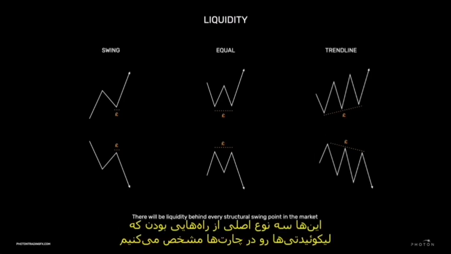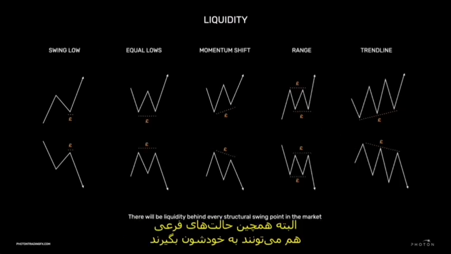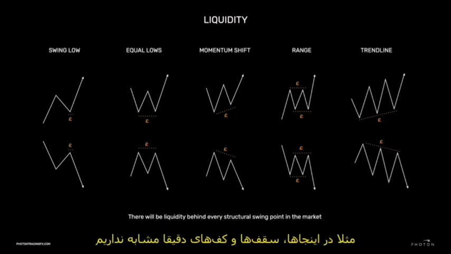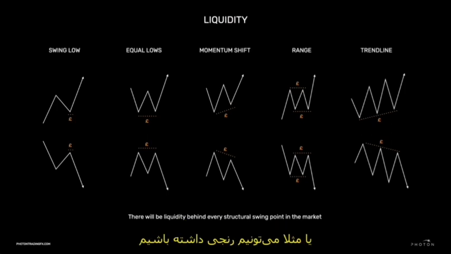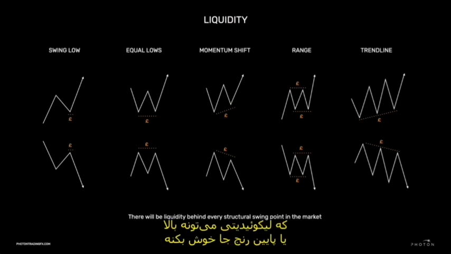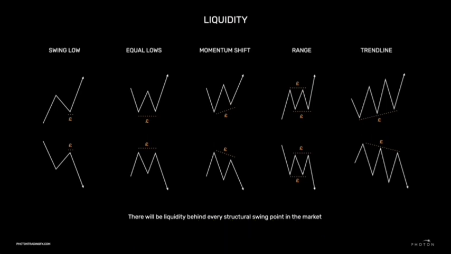So those are the three main ways that we identify liquidity on our charts. But of course, they also come in slightly different variations like this, where we don't have perfectly equal highs or lows, but what you can call more of a momentum shift, where liquidity will still be building behind them. Or we can have a range forming, where liquidity will be forming up on either side of the range. But again, those are both just based on the concept of relatively equal levels in the market.